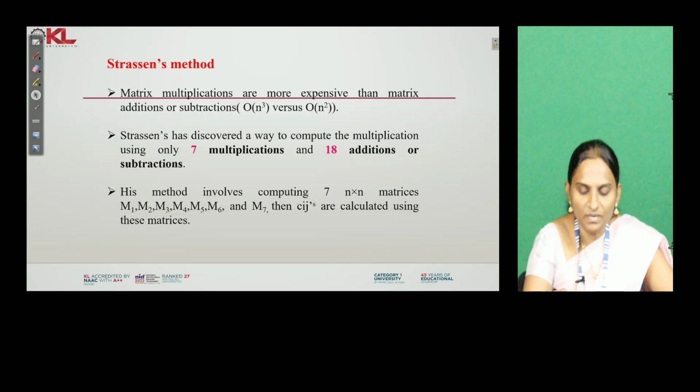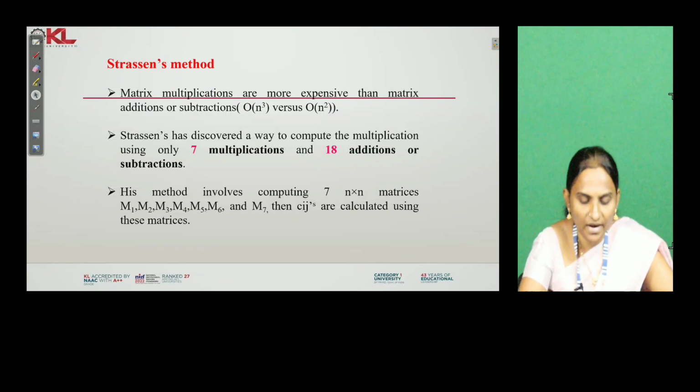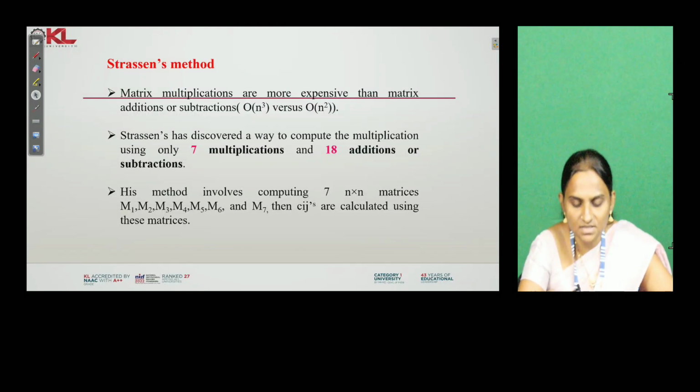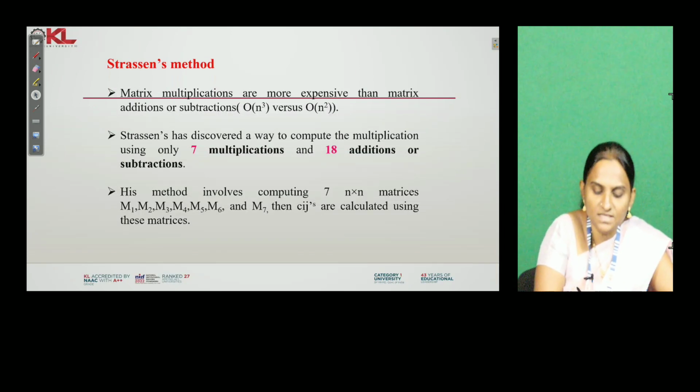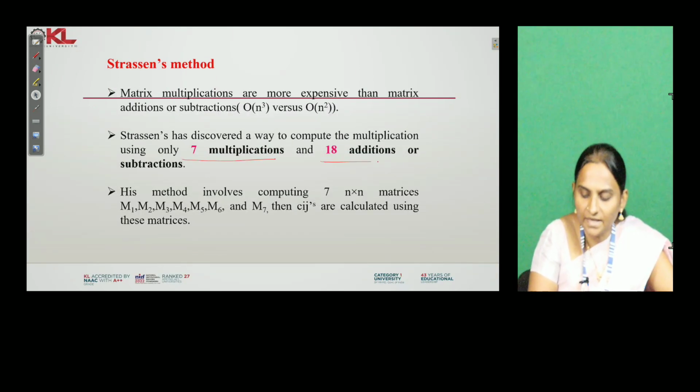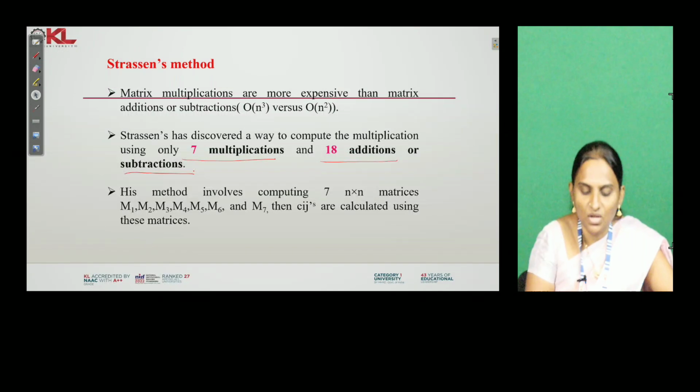Complexity. Matrix multiplications are more expensive than matrix additions or subtractions. If you are using matrix multiplication operators, then we will get more time complexity than with additions and subtractions. So what Strassen has done is, Strassen has discovered new formulas. In those formulas, there are only 7 multiplications and 18 additions or subtractions. Before that, in divide and conquer, 8 multiplication operators are there, but Strassen has reduced it to 7.